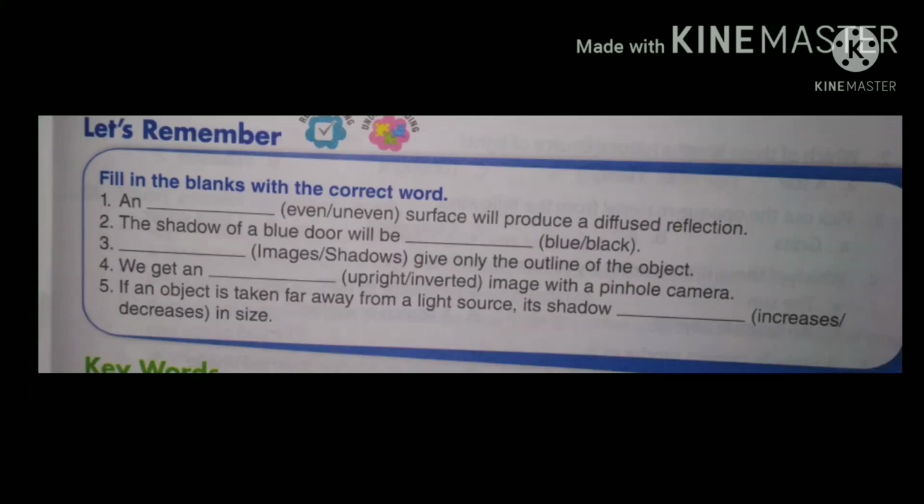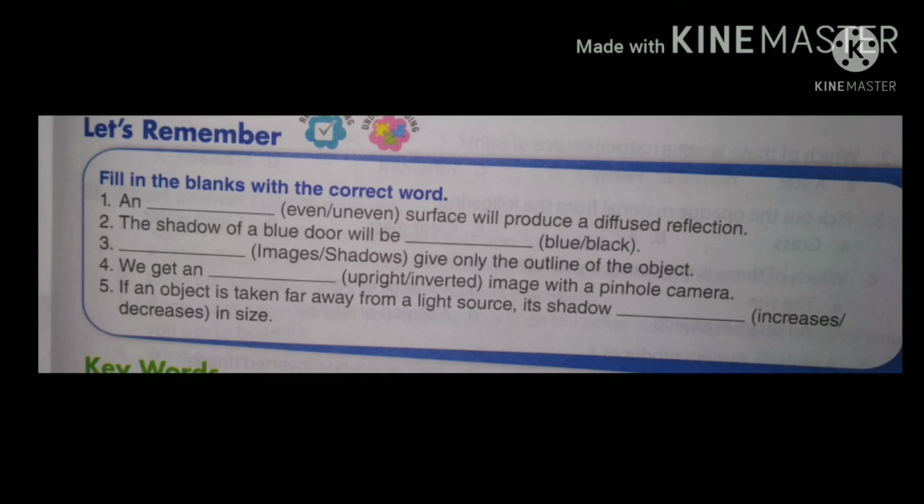Page number 177. Okay. First one. A dash surface will produce a diffused reflection. Diffused reflection means what? Where will it happen? Yeah, it will happen on a rough and bumpy surface, isn't it? So, what is the answer? The answer is an uneven surface. Even means smooth, uneven surface, that is a bumpy surface, isn't it? So, it will produce a diffused reflection.